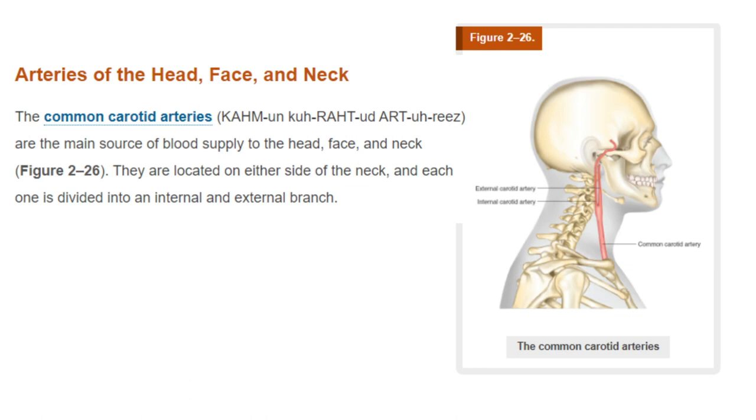Arteries of the head, face, and neck. The common carotid arteries are the main source of blood supply to the head, face, and neck, Figure 2.26. They are located on either side of the neck, and each one is divided into an internal and external branch.